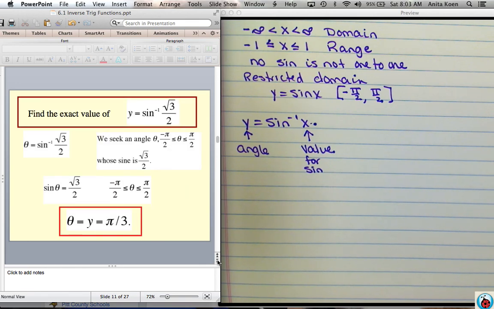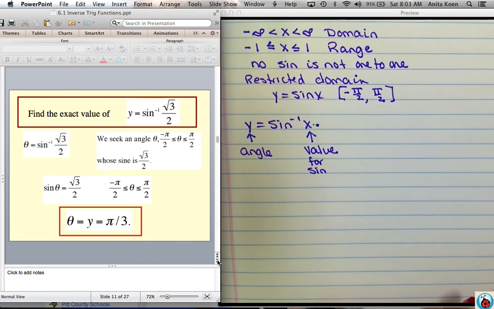All right, now we're going to look at an example of how to find the exact value of y equals the sine inverse of the square root of 3 over 2. The first thing I want you to notice here is that I could rewrite this with a theta instead of a y. I do this because I want to remember that what I'm looking for here is an angle. When I see the sine inverse, I am seeking an angle theta between negative pi halves and pi halves inclusive, whose sine is the square root of 3 over 2. That is what this is asking me to do.